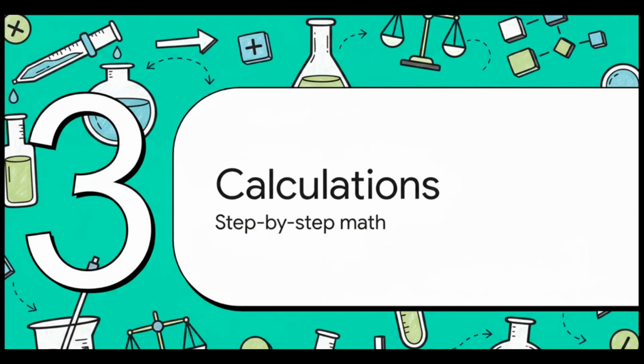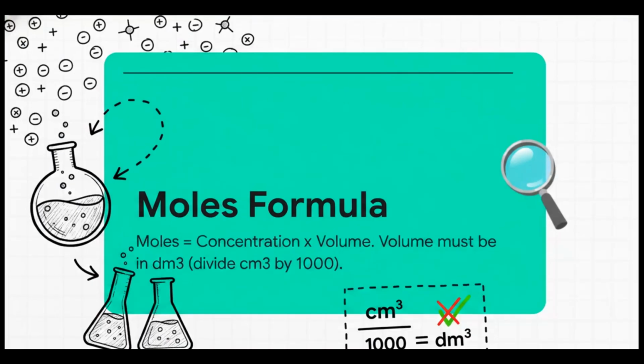Section 3. Titration calculations. Let's get into the step-by-step math. Everything you do in titration math revolves around this single fundamental formula. Moles equals concentration multiplied by volume. But watch out, because there is a massive trap right here in the formula itself. In a chemistry lab, you're measuring volume in cm³, but for this equation, your volume must be converted into dm³. You do this by dividing your cm³ value by 1,000. Do not forget that step.